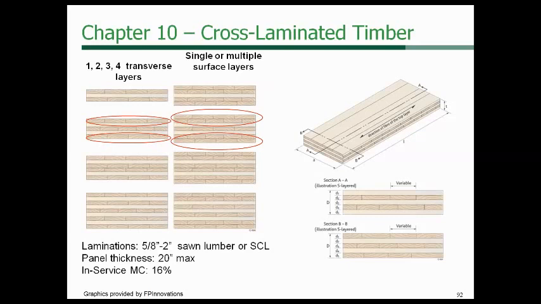And as you can see in this illustration here, you can have 1, 2, 3, or even 4 transverse layers. You can have multiple or single surface layers. So there's a variety of different orientations of the product, and they'll give you different results in terms of the structural properties.